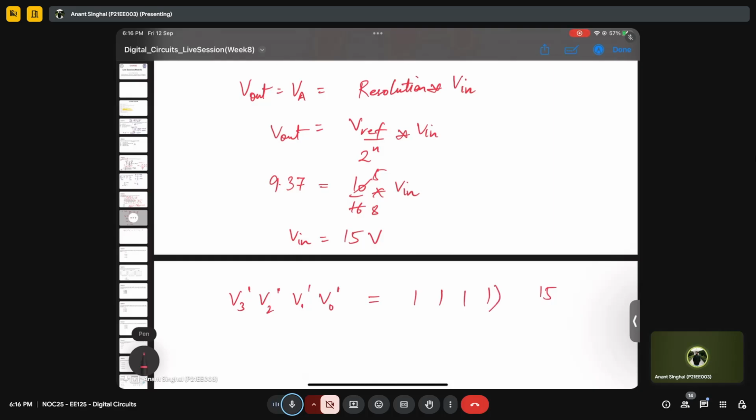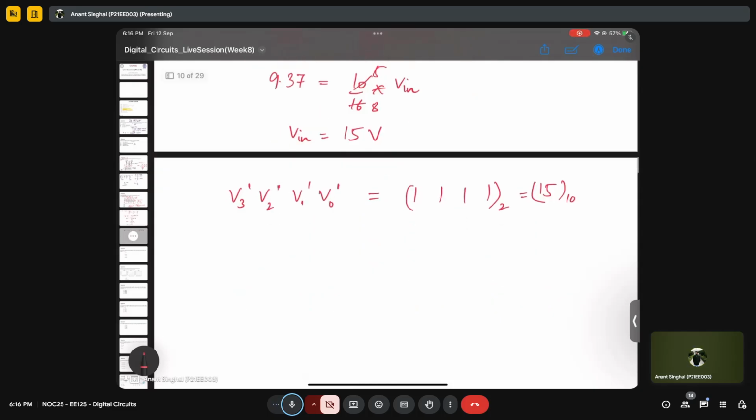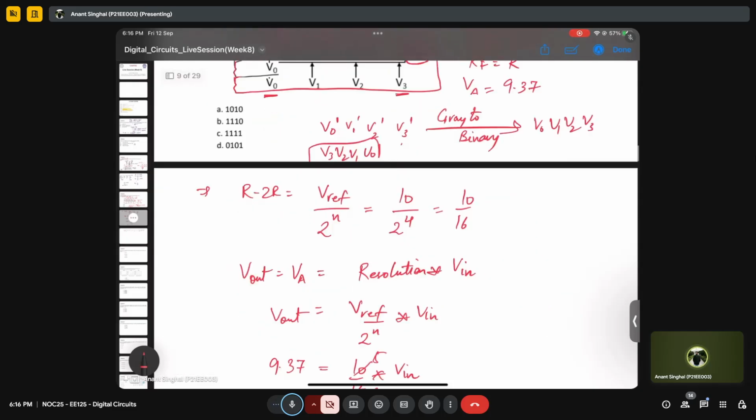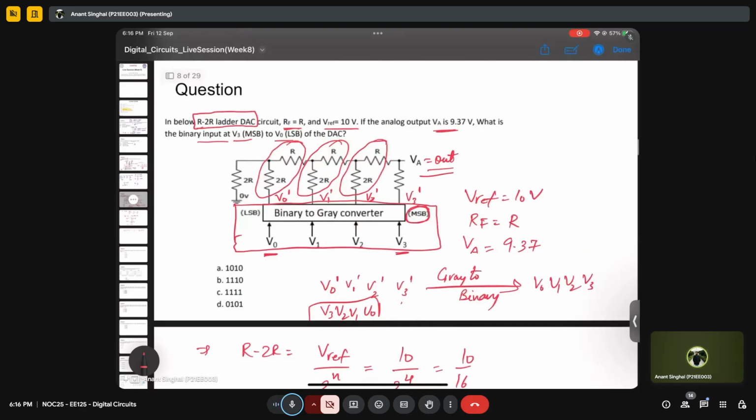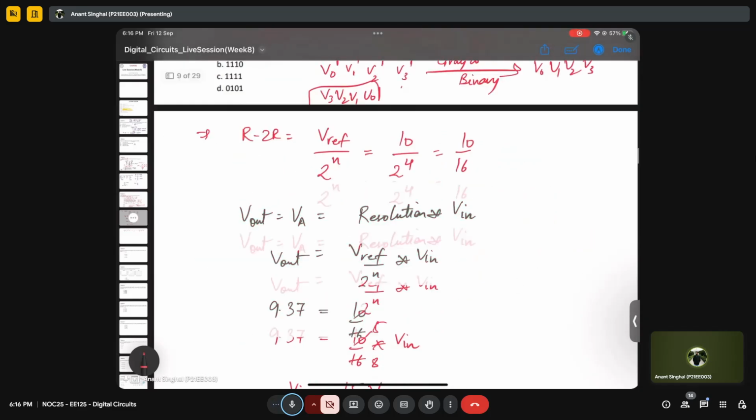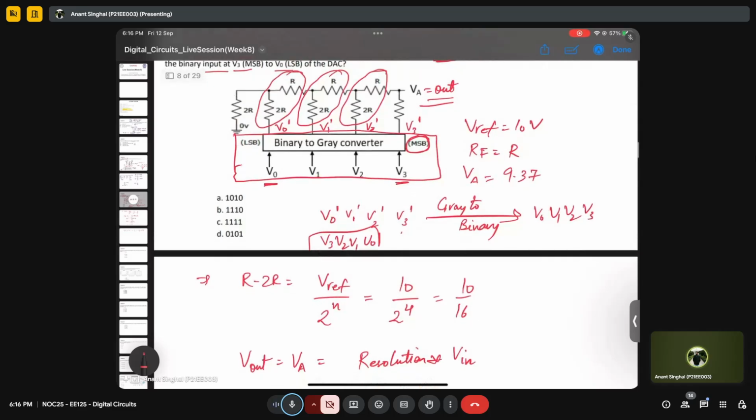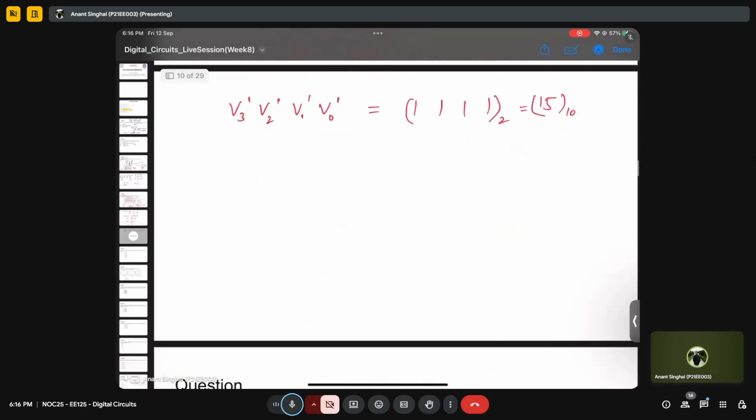So I can write this is to the base 2 and this is to the base 10, right? But the final answer is asking about the values of V0, V1, V2, V3, not about the input of this stage. So we need to do a gray to binary conversion. So I hope you already know how to do the gray to binary. So please let me know the answers in the chat box quickly. So let's say this is gray, and I'll write here gray to binary.